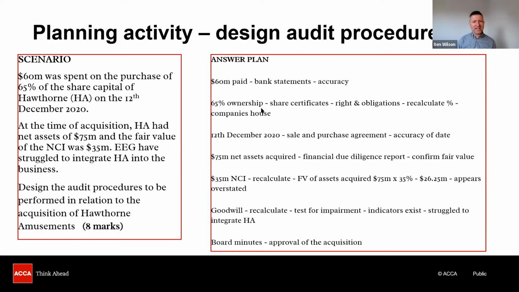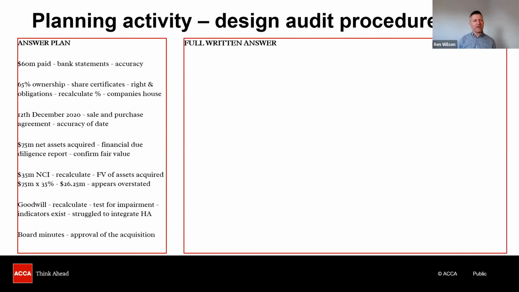We're going to take this answer plan and we're going to turn it into a full written answer. And again, this is going to be you writing this up fully. So I'm going to show you the level of detail that I would put for that first answer. So that was my answer plan. 60 million paid. It's the bank statements I'm going to use, and it's going to help me with the accuracy of that figure. So this is exactly what I would write in the exam and no more.